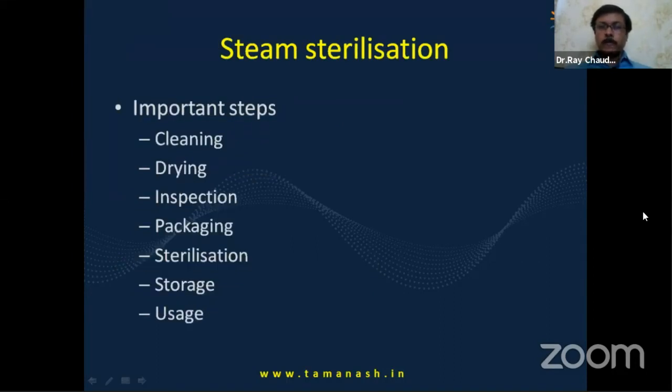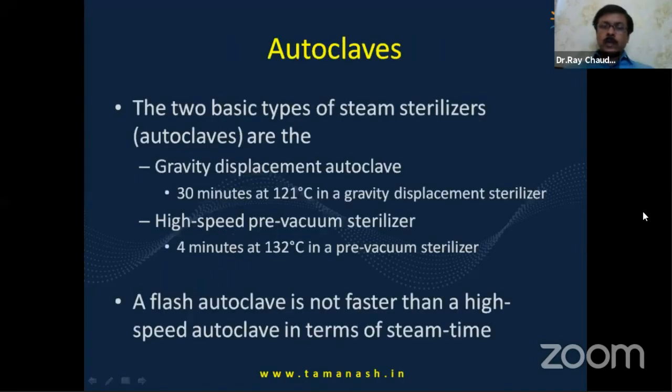We will be covering autoclave and ETO in this talk because plasma is not widely used in our country. So these are the important steps of sterilization, and each step is important, particularly drying and inspection of the instrument. It is not enough to have sterile instruments. You also need to have working instruments and non-damaged instruments. So there are two basic types of sterilizers or autoclaves.